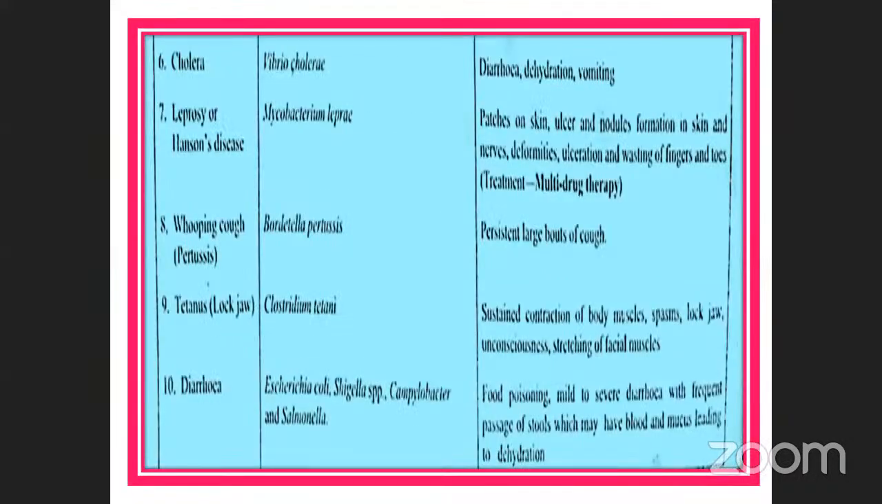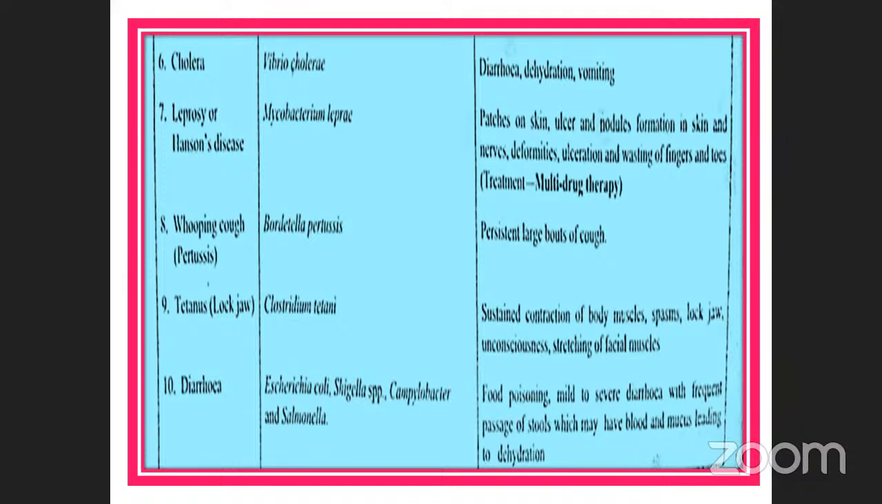Cholera: Vibrio cholerae, the shape of the bacteria is a comma shape. Last time Ajay told, isn't it? So what will be the symptoms? Diarrhea and dehydration. Dehydration means water is completely eliminated in the form of stools. And vomiting also occurs in cholera.